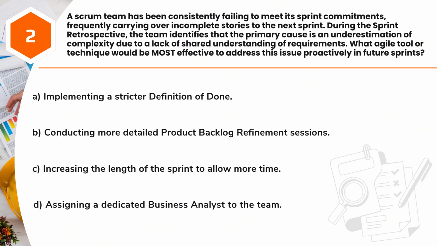Question 2. A Scrum team has been consistently failing to meet its sprint commitments, frequently carrying over incomplete stories to the next sprint. During the sprint retrospective, the team identifies that the primary cause is an underestimation of complexity due to a lack of shared understanding of requirements. What Agile tool or technique would be most effective to address this issue proactively in future sprints?